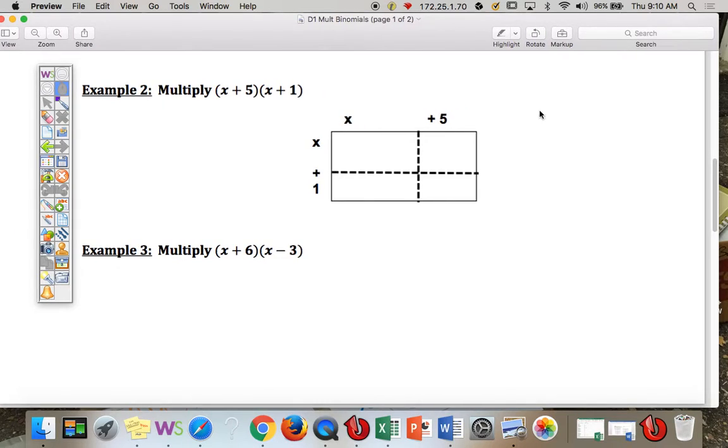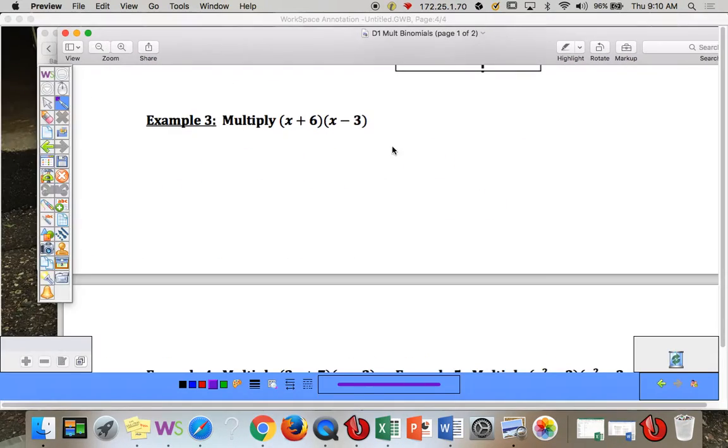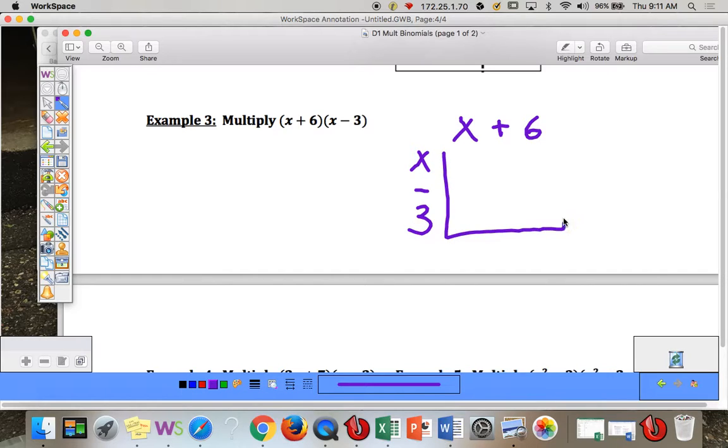Let's try the next one. Multiply out x plus 6 times x minus 3. On the top of my box, you can put either binomial first. So I'll just put the first one on top. We have our x minus our 3. Everywhere you see a plus and a minus, you're going to draw a line. Now be careful, the negative goes with the 3. So this is a negative 3 right here.